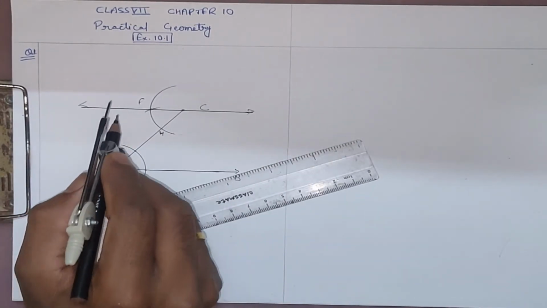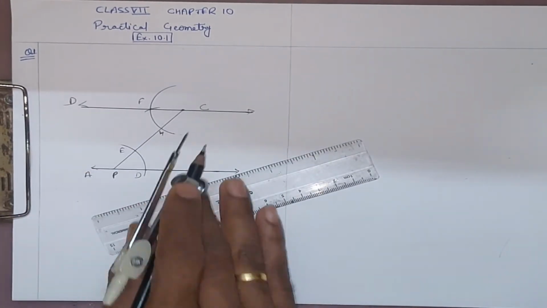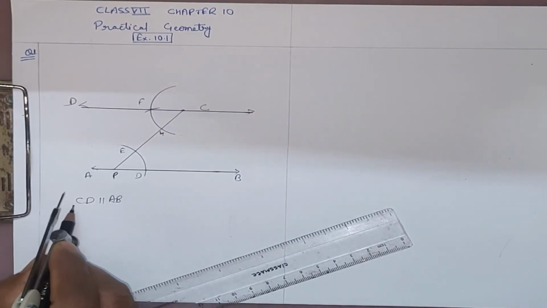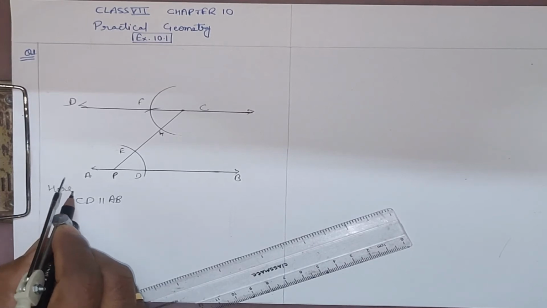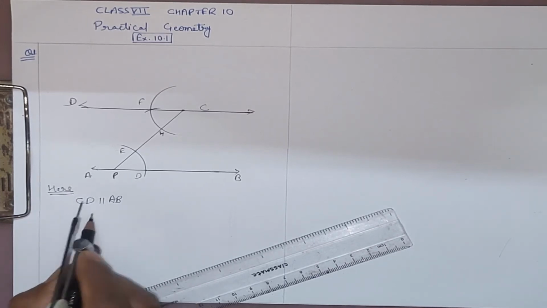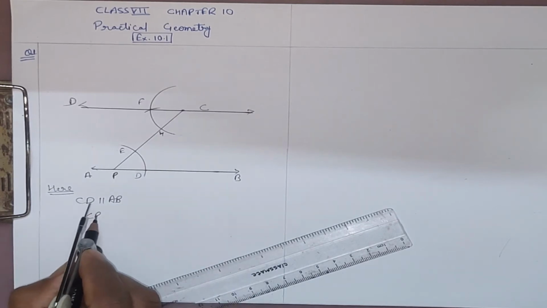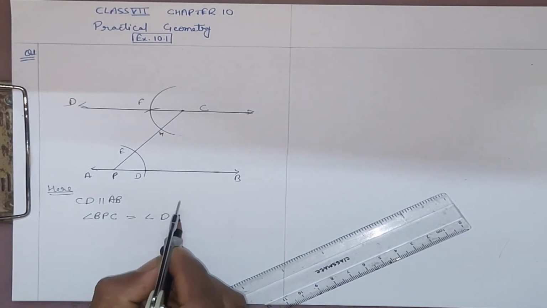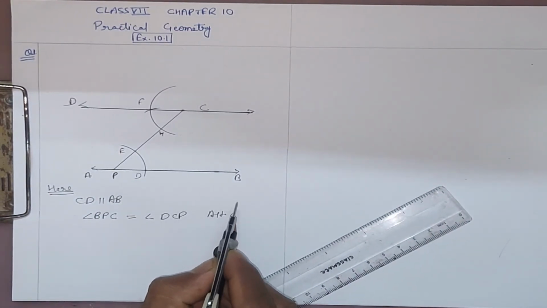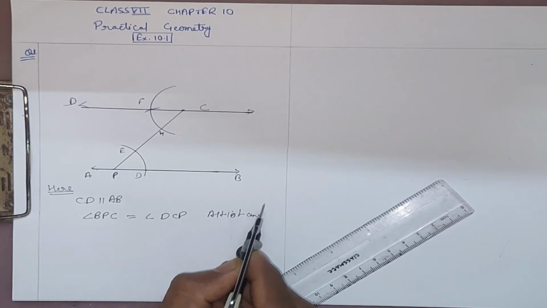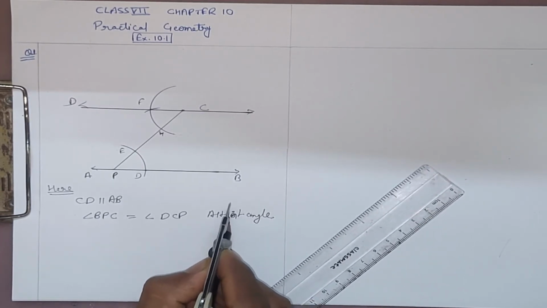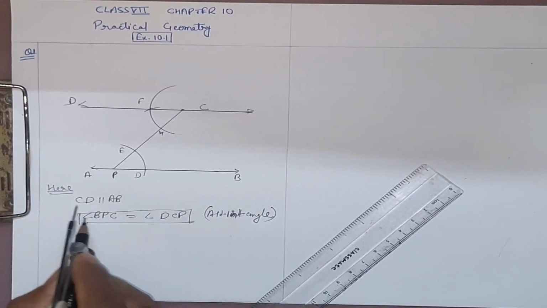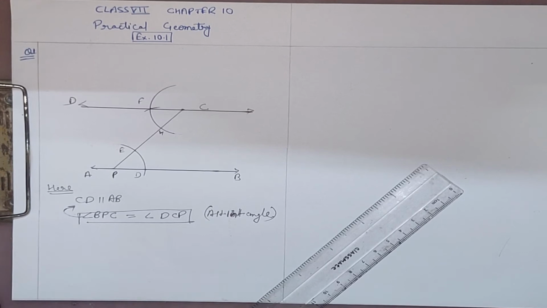So this is the parallel line CD. See, CD is parallel to AB. Why? Because angle BPC is equal to angle DCP. Why? Alternate interior angles. And since the alternate interior angles are equal, therefore CD will be parallel to AB.